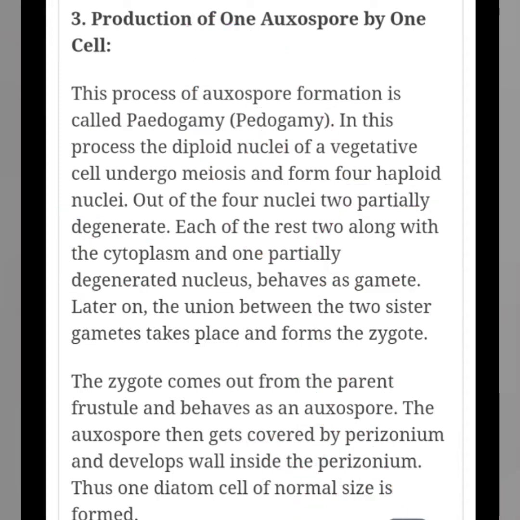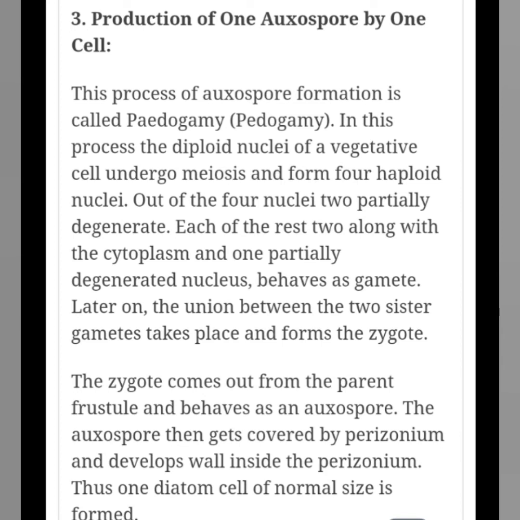So in this way, only one auxospore can be produced by only one cell. The same thing will happen: the zygote will come out from the parent frustule and behave as an auxospore. Again, this auxospore will get covered by a perizonium and develop walls inside the perizonium. Thus one diatom cell of normal size is formed.